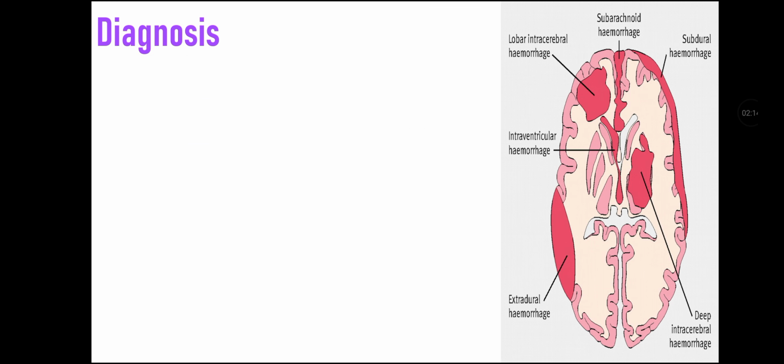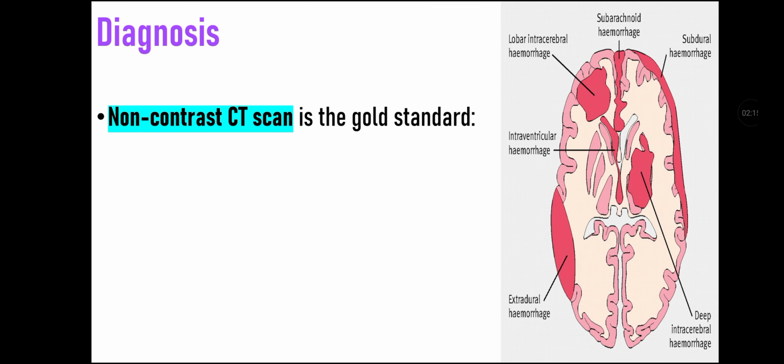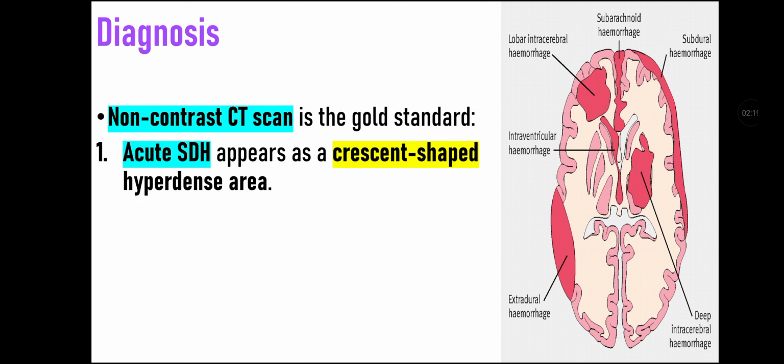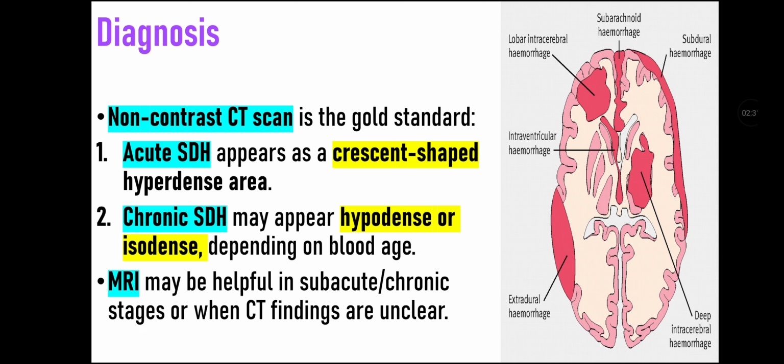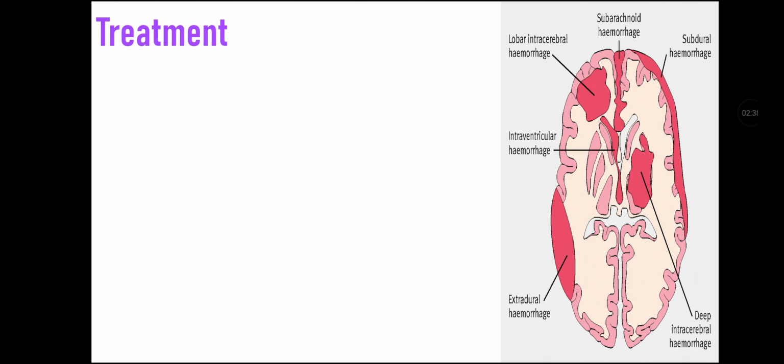Now let's talk about the diagnosis. Non-contrast CT scan is the gold standard for diagnosis of subdural hemorrhage. Acute subdural hemorrhage appears as a crescent-shaped hyperdense area, and chronic subdural hemorrhage may appear hypodense or isodense depending on the blood age. MRI may be helpful in subacute or chronic stages or when CT findings are unclear.